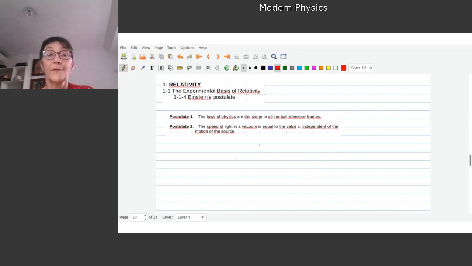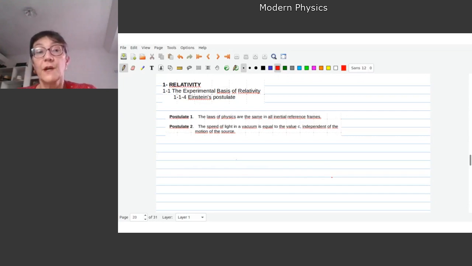So the second postulate. We saw there is a problem, because normally when you pass from one reference frame to the other, the velocity is different. And it has been proven that light has no privileged reference frame. So the second postulate: the speed of light in a vacuum is equal to the value c, independent of the motion of the source.